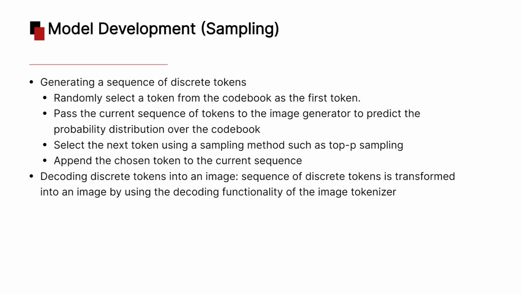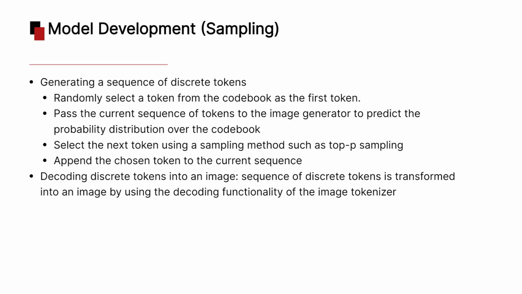To decide which token to add next, we use sampling strategies. For instance, top P nucleus sampling. Top P sampling dynamically chooses from the smallest possible set of tokens whose cumulative probability exceeds a given threshold P, which allows for both diversity and realism in generated images, while avoiding highly improbable or incoherent visual features. This process continues token by token until we have the complete sequence of discrete tokens representing the image.